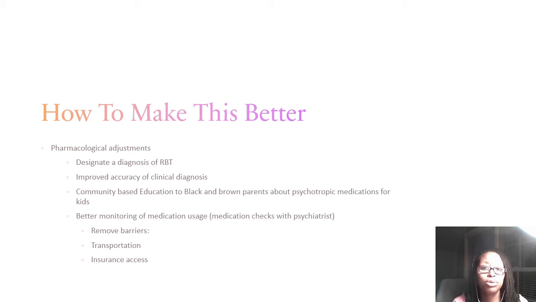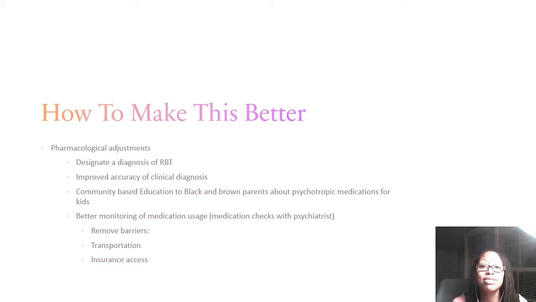To address how to improve psychopharmacological outcomes, first, I believe clinicians need to improve their accuracy of diagnosis for this population, perhaps starting with designating a diagnosis of race-based trauma or race-based stress. If this is done, then psychopharmacological treatment can be more targeted.